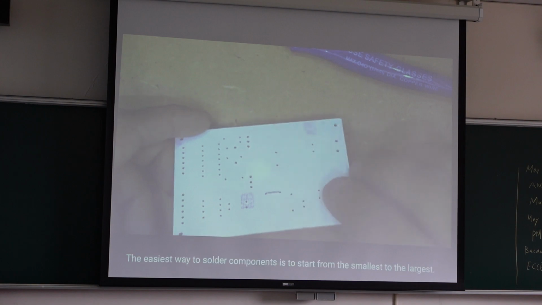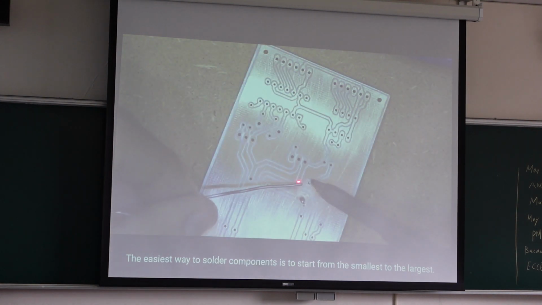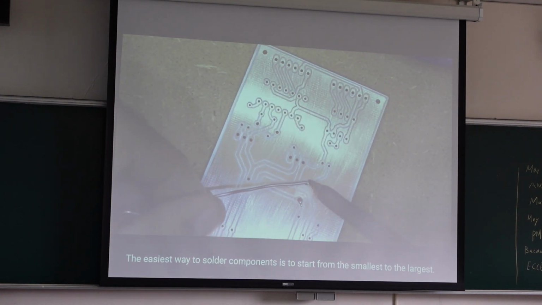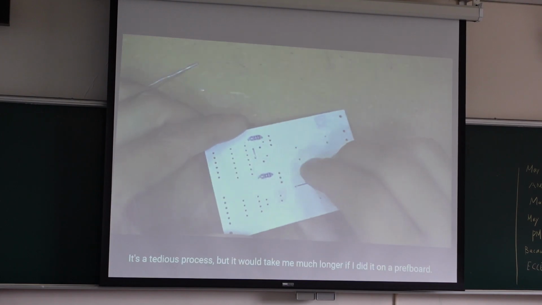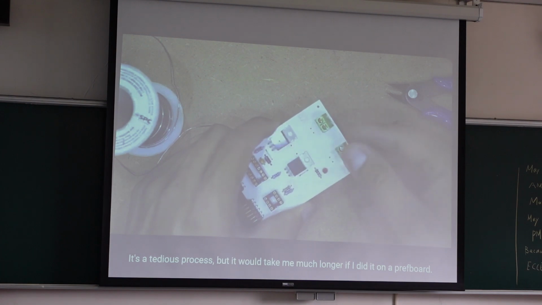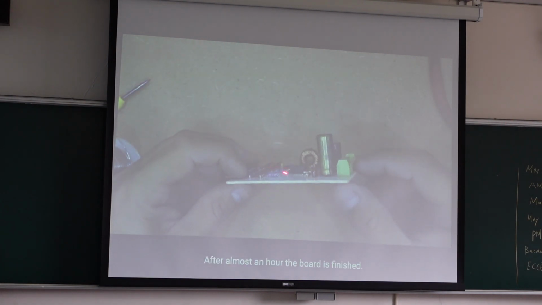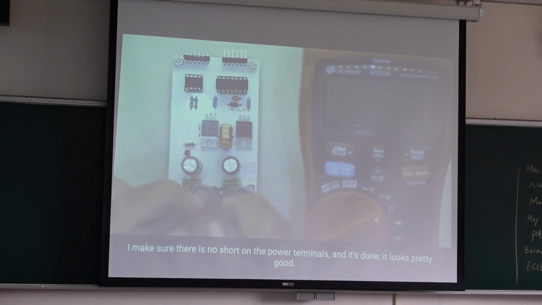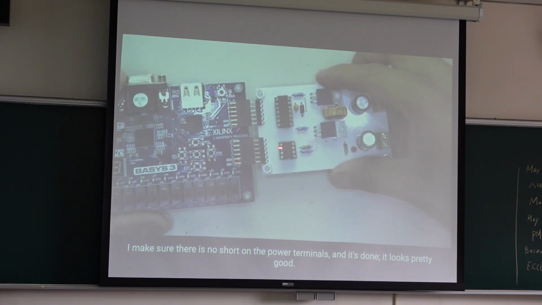La forma más sencilla de soldar los componentes es comenzar de los más pequeños a los más grandes. Es un proceso tedioso, pero me tardaría mucho más si lo hiciera en una placa perforada. Después de casi una hora la placa está terminada. Me aseguro de que no haya un cortocircuito en las terminales de alimentación y listo. Se ve bastante bien.